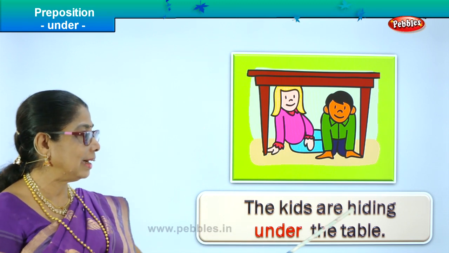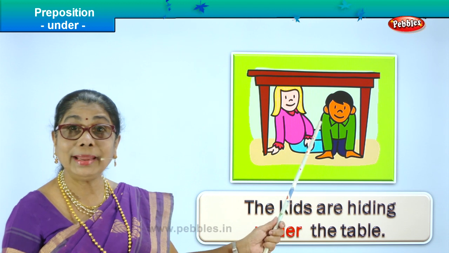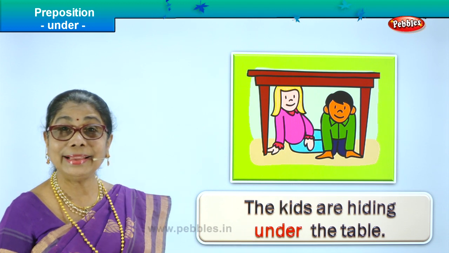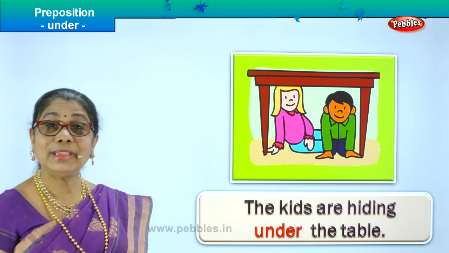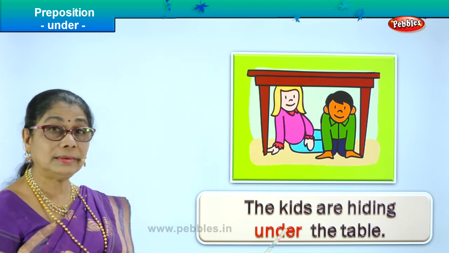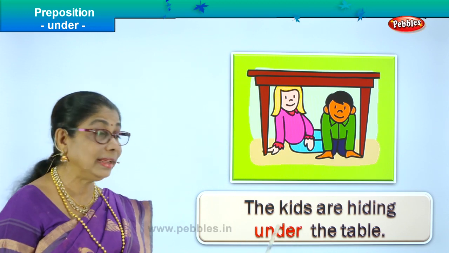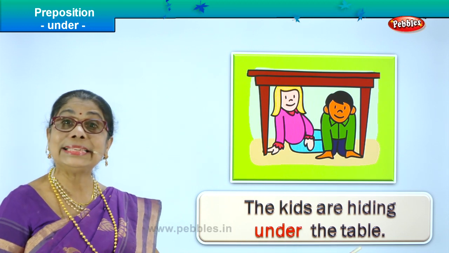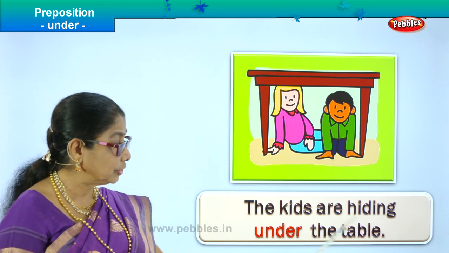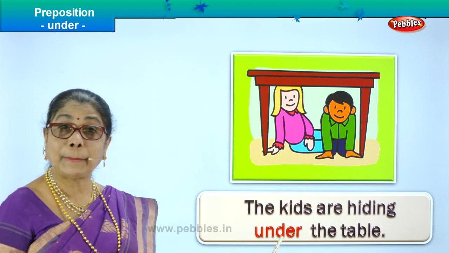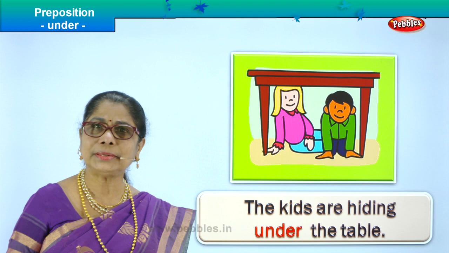The kids are hiding under the table. Can you see them? Quietly they're sitting there, hiding under the table. Maybe mama is looking for them. Yes, we are learning the preposition under. Look at the sentence again. The kids are hiding under the table. Beginning, capital letter, full stop. The word under is the preposition we are doing, and so it's colored. Shall we look at another picture?